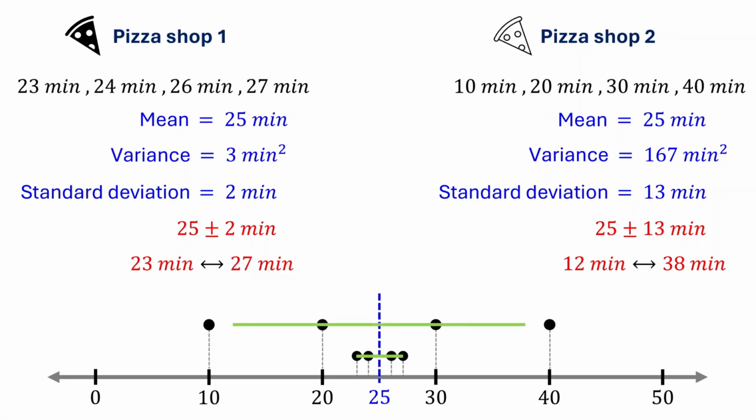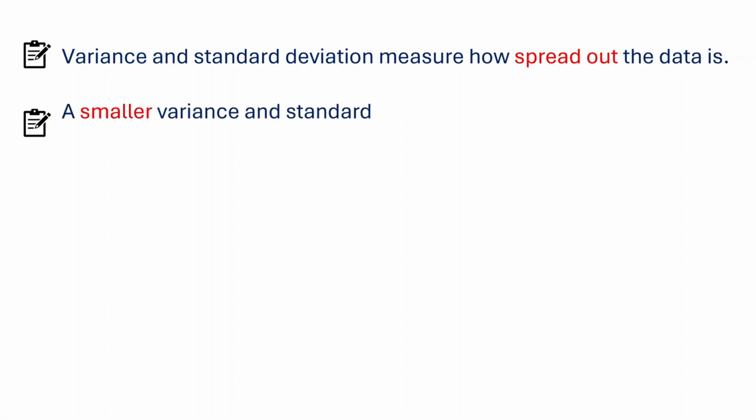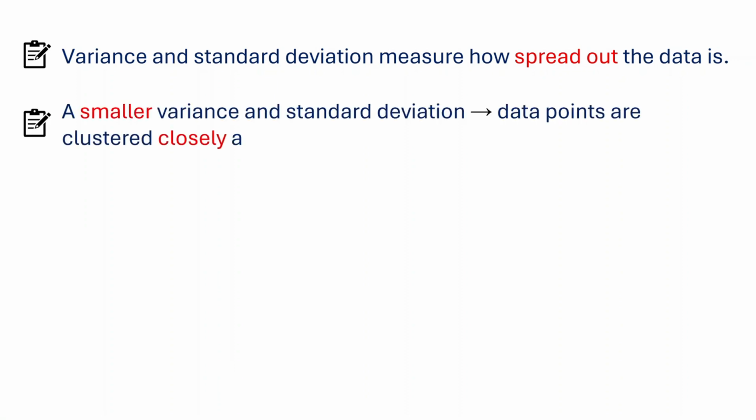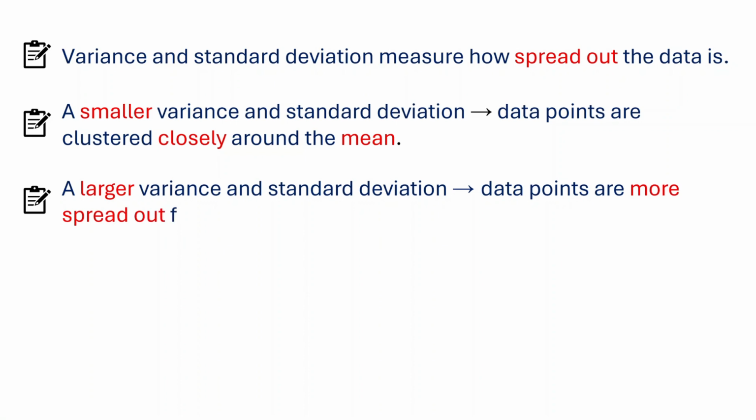So here is the key takeaway. Both variance and standard deviation measure how spread out the data is. A smaller variance and standard deviation indicate that the data points are clustered closely around the mean. A larger variance and standard deviation indicate that the data points are more spread out from the mean. But what's the key difference between them?